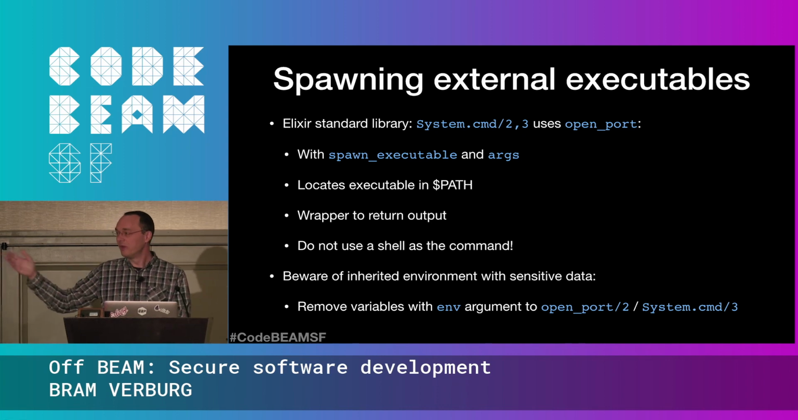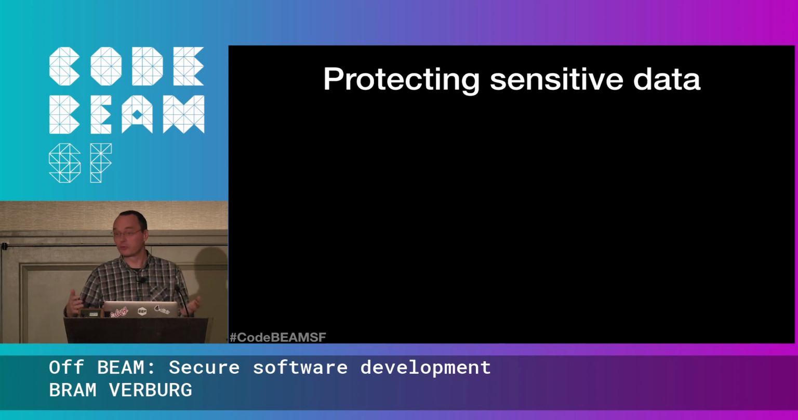In this case, clear environment variables. You can do that in Elixir by setting the environment variable to nil. In Erlang, you have to set it to false. And that will make sure that these environment variables are not exposed to your child process. So if the child process crashes, for example, it won't end up in a core dump. Or who knows what else might happen that causes it to leak.